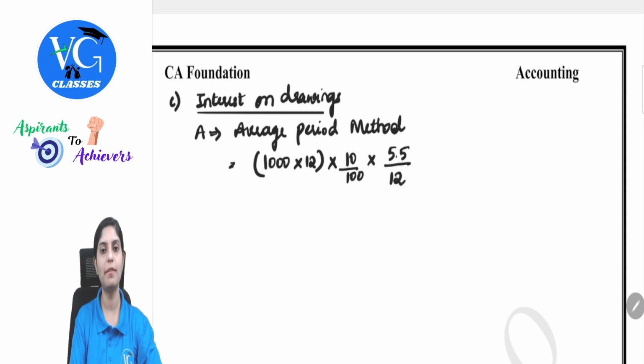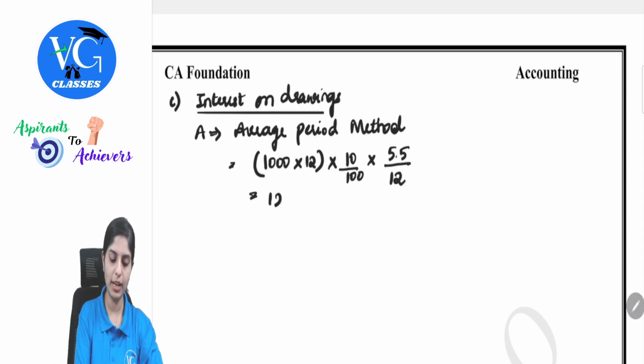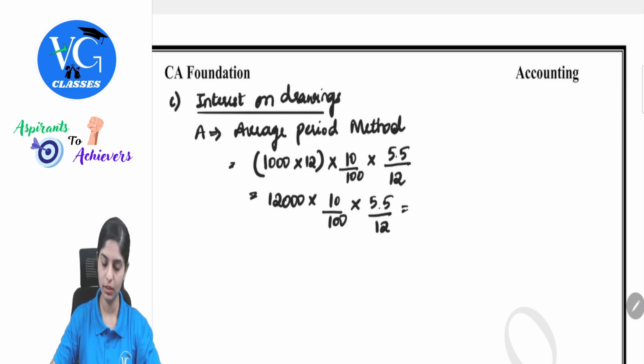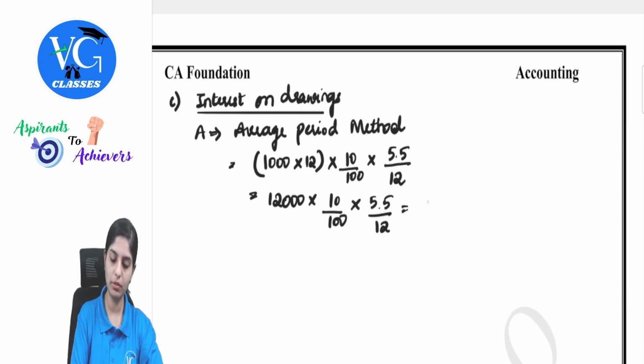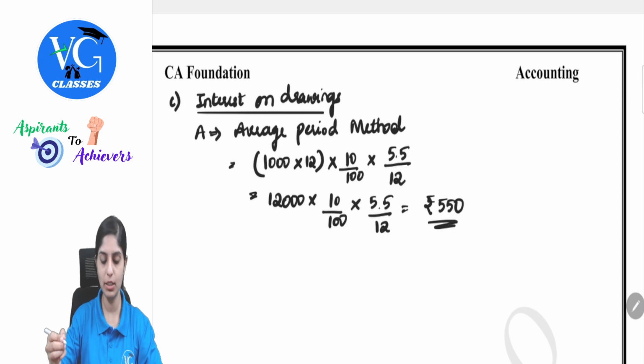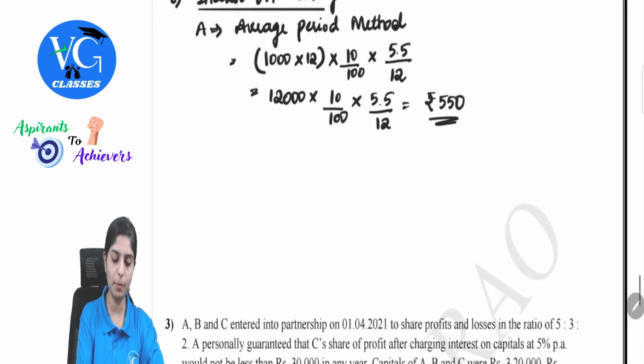Divided by 12. Average period divided by 12. So 1,000 into 12, this is 12,000 into 10 by 100 into 5.5 divided by 12. 10% into 5.5 divided by 12. This will be 550. Clear with this, all of you?